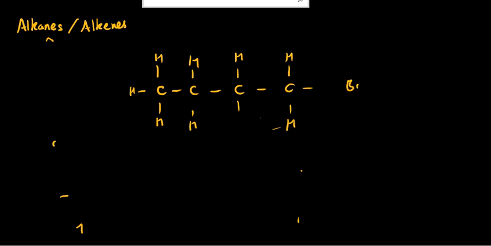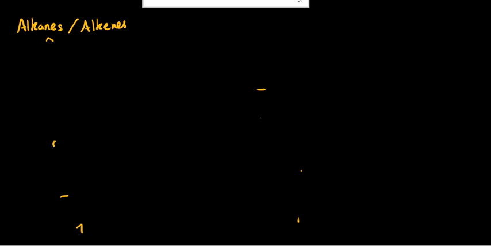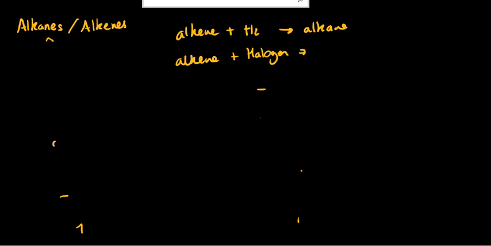If I had Br here, I would end up with the same idea, but with bromine here and bromine here, like so. So we can have two addition reactions. One, we can have the addition of an alkene plus hydrogen, and an alkene plus hydrogen ends up forming an alkane. And then we can have an alkene plus a halogen, and that's going to end up forming a halogen alkane.